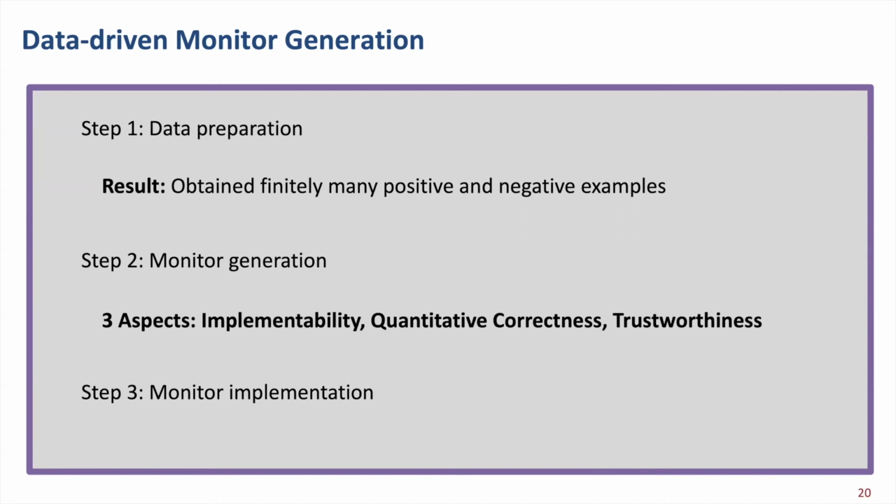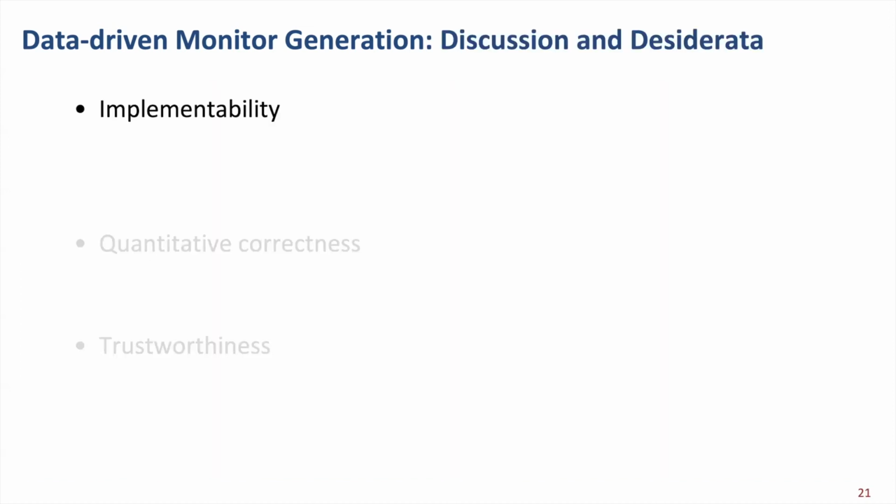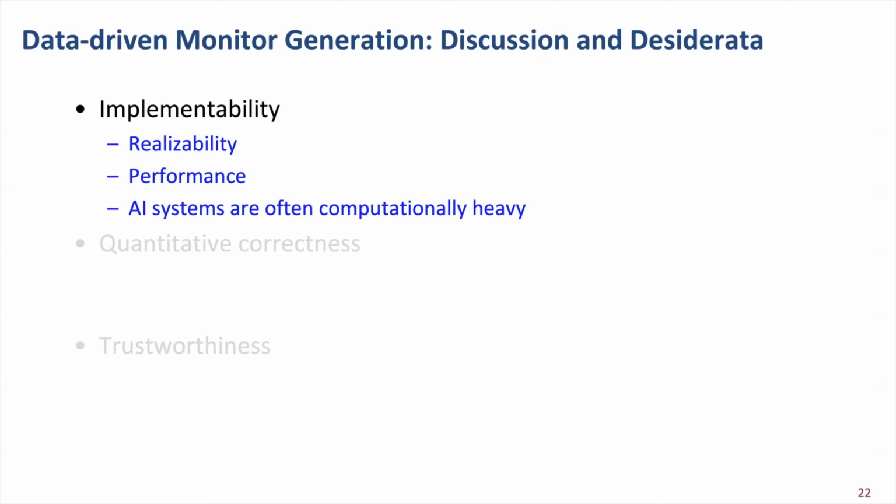And I want to discuss three aspects today: the implementability, the quantitative correctness, and the trustworthiness of these monitors. So first, implementability. Very important for implementability is the realizability, right? Can we actually obtain all the data that the monitor is talking about during runtime? And we're already taking care of that step during the data generation phase.